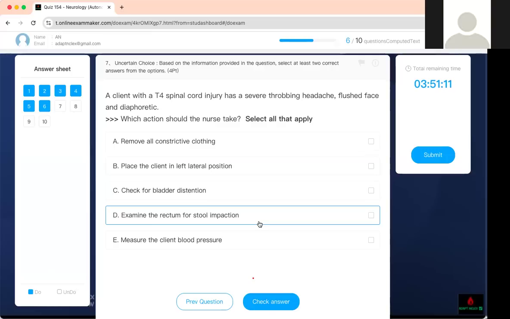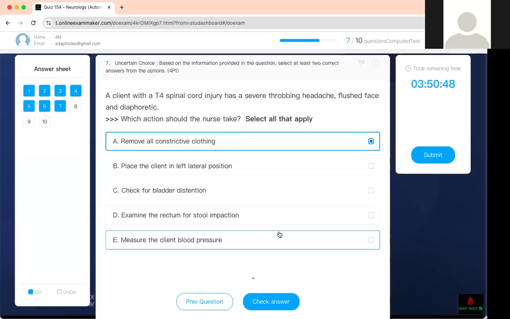Which action should the nurse take? Select all that apply. T4 spinal cord injury, throbbing headache, flushed face, and diaphoresis. These are autonomic dysreflexia. As soon as you hear T4, those are the things you worry about. Which action do you want to take? Reduce the blood pressure, take care of the flushing and everything. So what is the first thing? You know the baseline is due to stimulation. Remove constrictive clothing.